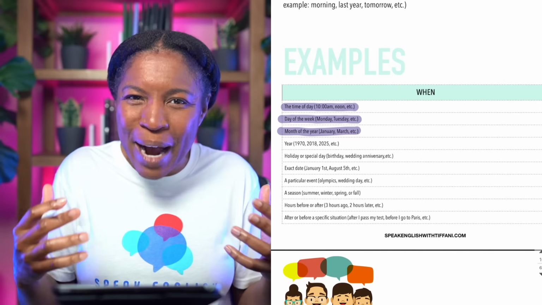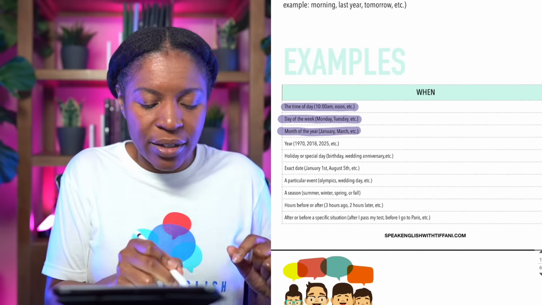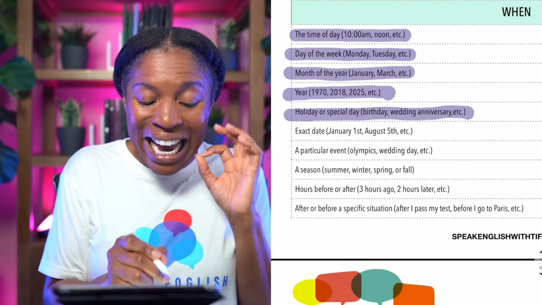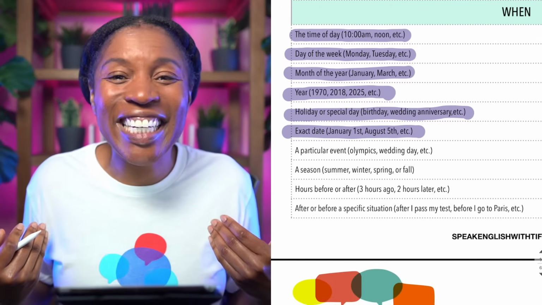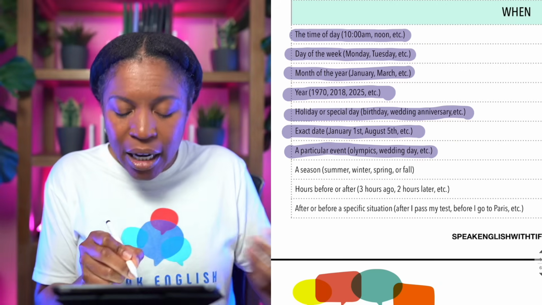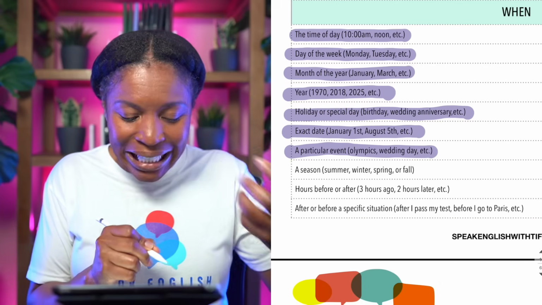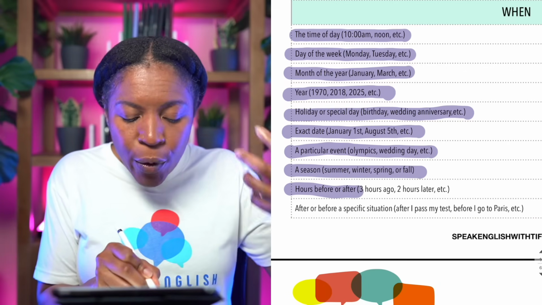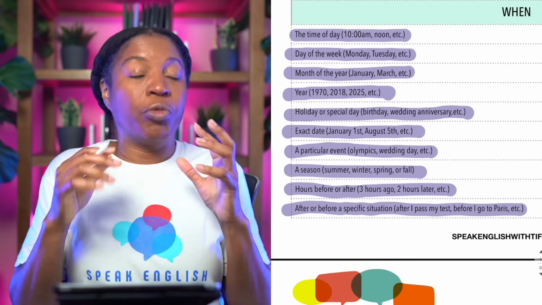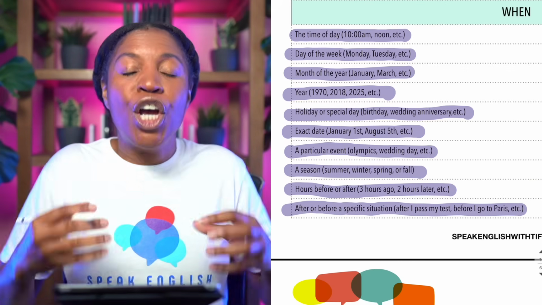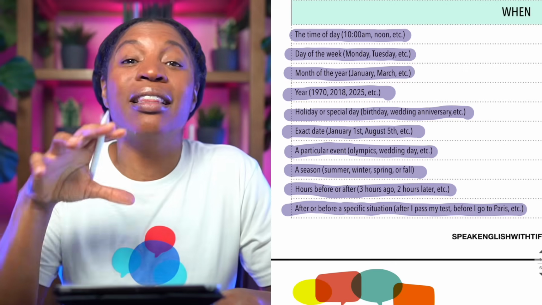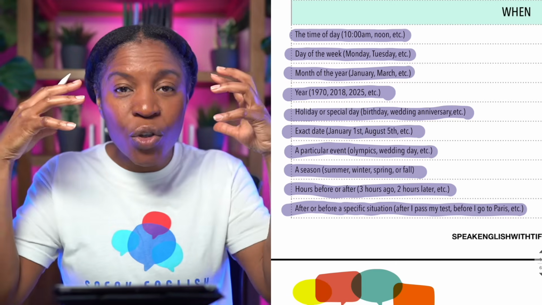Again, different examples of time periods. You can give the year, a holiday, or a special day. You can give the exact date. My birthday is July 10th. You can give a particular event, the Olympics, or a wedding day, or a season, hours before, hours after or before a specific situation. Remember, when it comes to when, you're just trying to help the person that's listening to you understand the time period. They're trying to imagine it.